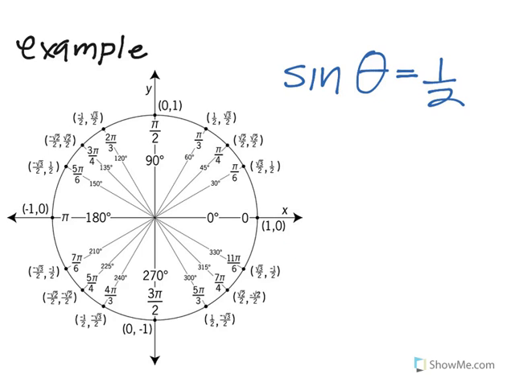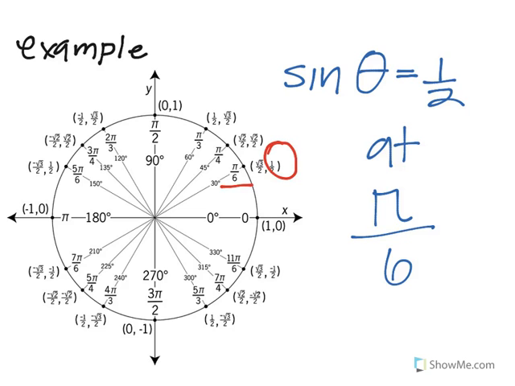We can look at the unit circle to find out when sine equals 1/2. Since 1/2 is positive, we only look for answers in the first quadrant where both coordinates are positive. Since sine is the y-coordinate, the only solution in the first quadrant is this 1/2, which is pi/6. Sine of theta equals 1/2 at pi/6.